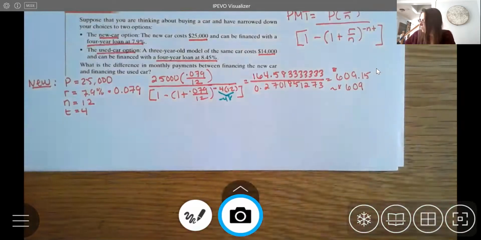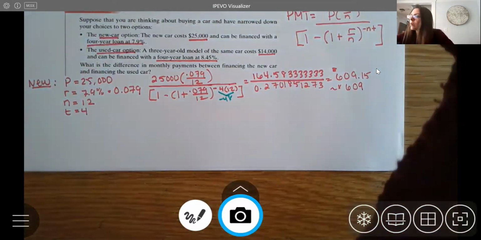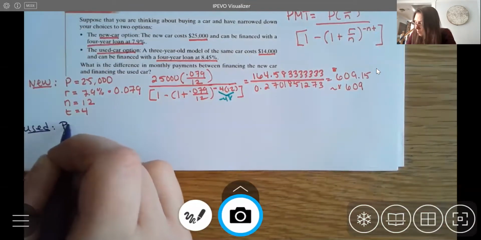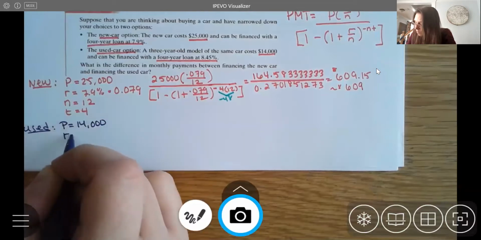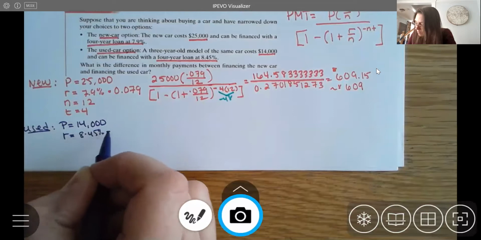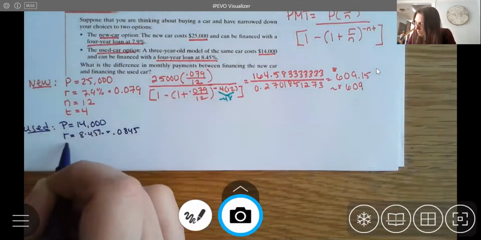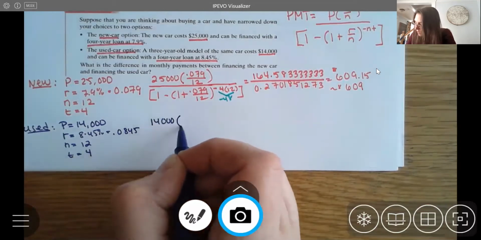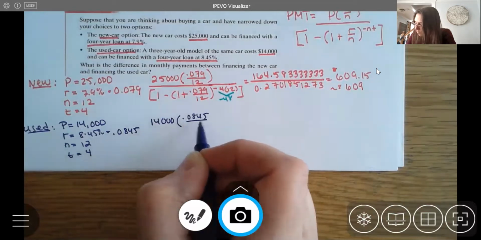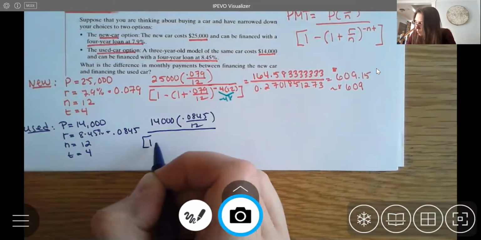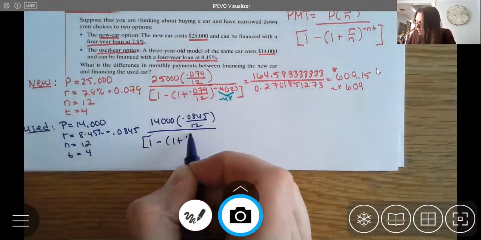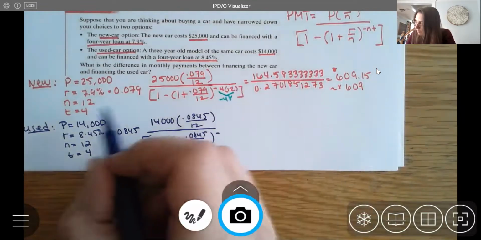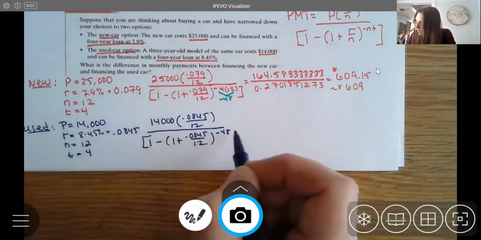That's fine. All right, so for your old car, or the used car, I should say. It's not old, it's only 3 years old. Your purchase price is $14,000. Your rate is 8.45%, so 0.0845. Your N is still 12, and your T is still going to be 4 here. So I'm looking at 14,000 times 0.0845 over 12. And then the denominator, 1 minus 1 plus 0.0845 over 12 to the negative. It's going to be the same here, right? Because it's 4 years still times 12, so you're still going to get that negative 48 there.